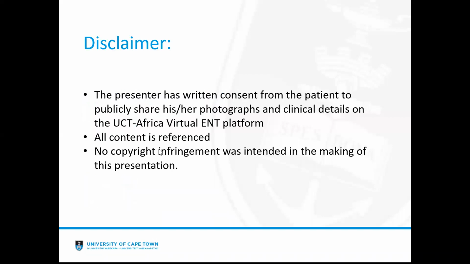Registrar here at the University of Cape Town, and I'd just like to thank everyone for the opportunity to present this morning on parotid tumours. Just a brief disclaimer, I've written consent from the patients to publicly share their clinical details on this platform. All my content is referenced.